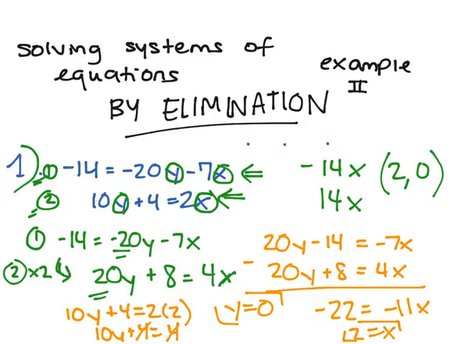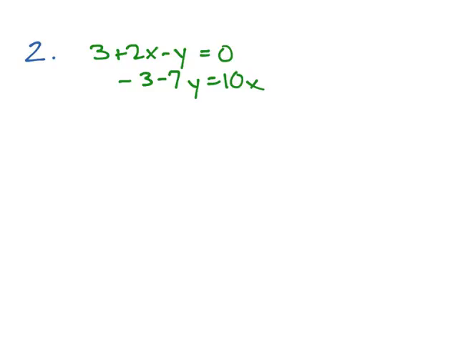Let's try another problem. Try this by yourself, and then we'll go over it. Okay. Now, we have an x coefficient of 2 in the first equation, and of 10 in the second equation, and a y coefficient of minus 1 in the first equation, and minus 7 in the second equation. So we can see right away that the easiest way to get the coefficients to equal each other would be to choose variable y and multiply the first equation by 5.